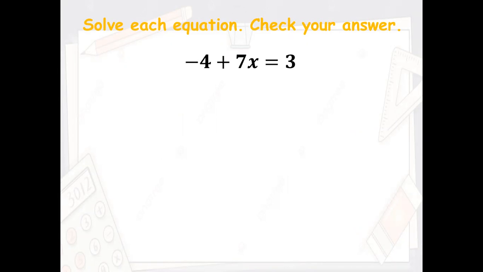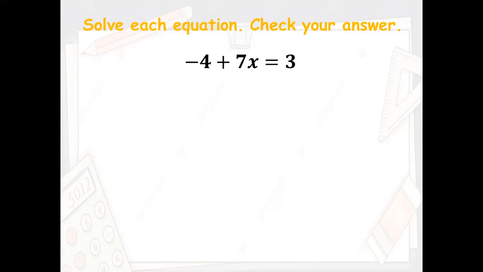Okay, now moving on to today's lesson, we have to solve each equation and check the answer. As usual, we have to check to make sure that the answer is correct or not. Okay, so the equation says -4 plus 7x equals 3. By now, we know the rules. We need to solve the numbers first so that we can solve for the variable.